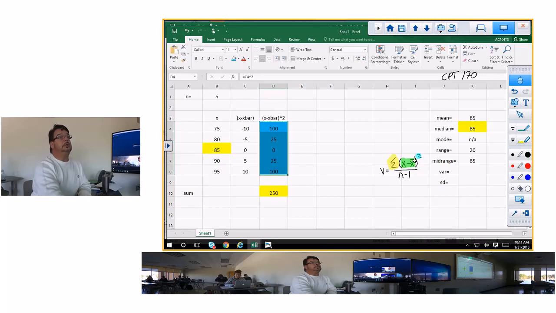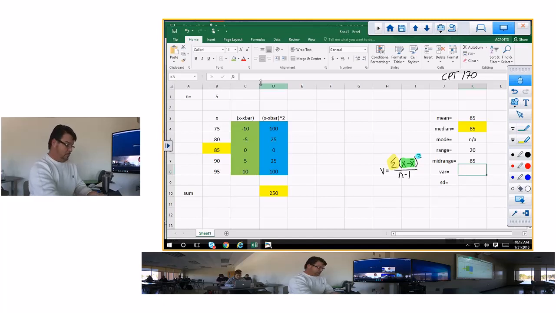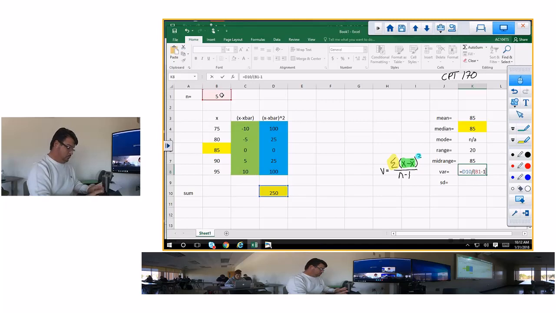All right, and then green, is that right there? And that's just to show you what I did. So now I've got a numerator of 250 and a denominator of what? 4. So I go over here and I say equals this number divided by parentheses n minus 1. And I know that 5 minus 1 is 4.